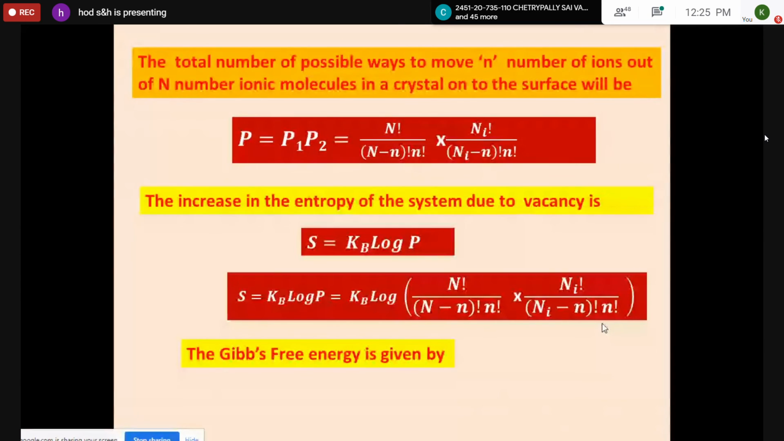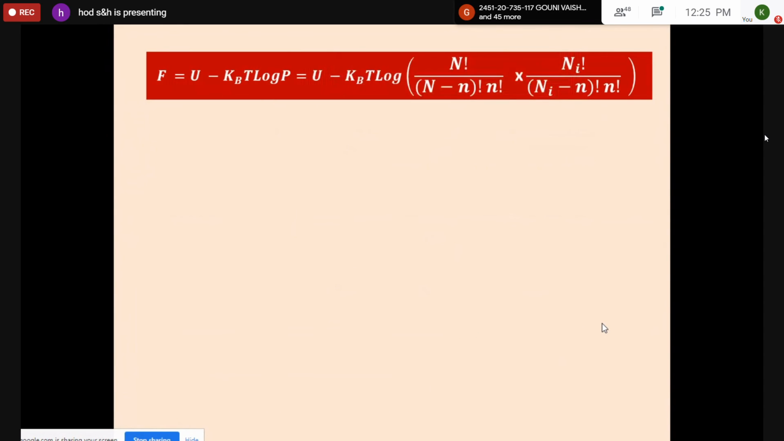From the Gibbs free energy function, we have F equal to U minus TS, where U is the internal energy, T is the absolute temperature, and S is the entropy. For S, you substitute the above expression. So it becomes U minus Kb T log P, where the probability function P is written as above. This is the expression for the Gibbs free energy.